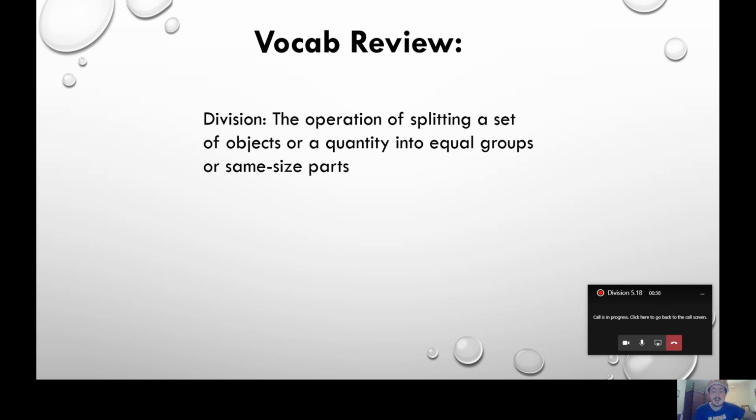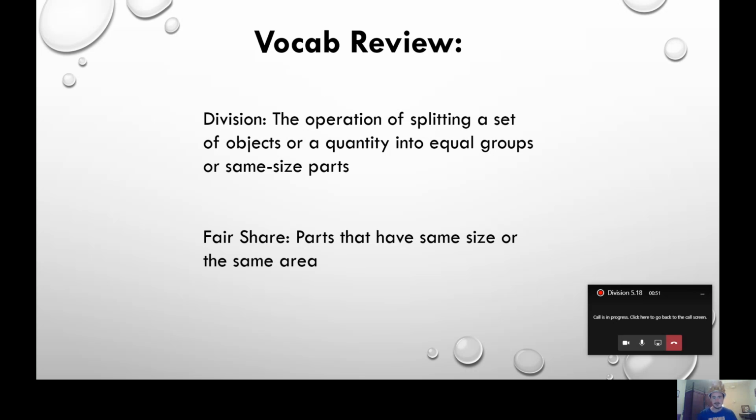That's all it means. You divide all the time. Whenever you want to share a pizza with some of your friends, you're dividing up that pizza. But with division, you have to make sure that you're always splitting things into equal groups, which brings us to our next term, which is fair share. If you want your fair share of something, you want everything to be in equal groups, right? If you want your fair share of the pizza, you want to have as much pizza as everybody else has. You don't want to have more, you just want to have the same amount. So fair share means parts that have the same size or the same area.